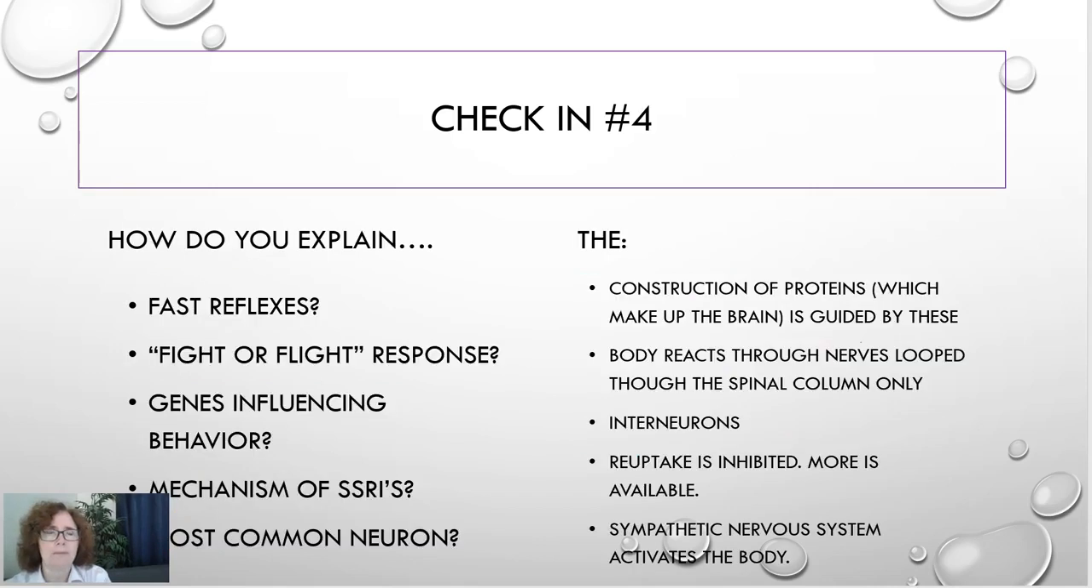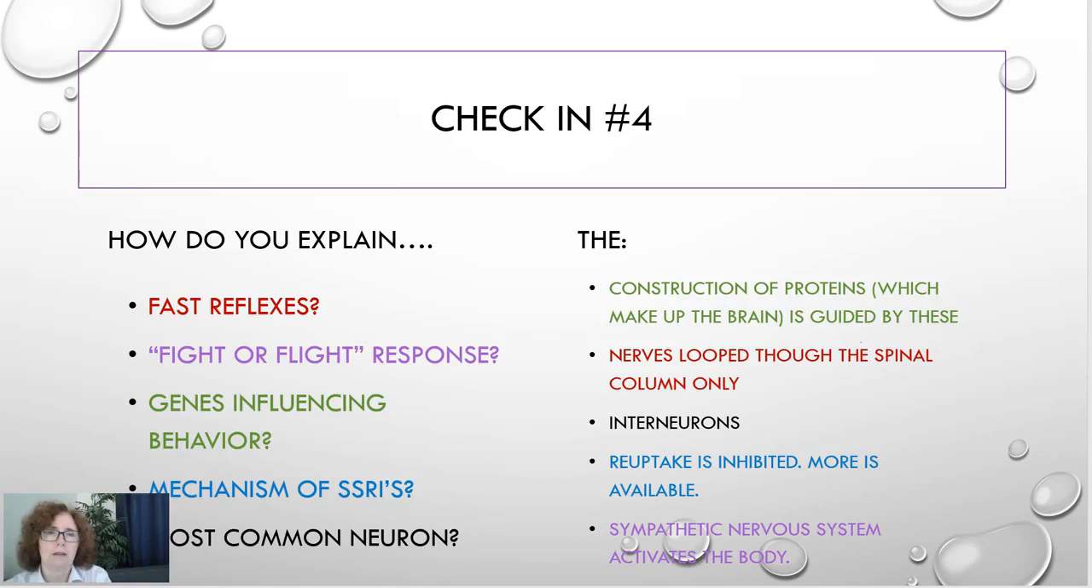Okay, moving on. On the left, how do you explain these things on the left? Look at the different explanations on the right, pause, and then forward when you're ready. There you go. So the most common neuron is the interneurons. Fight or flight is the sympathetic, rest and digest is the parasympathetic.